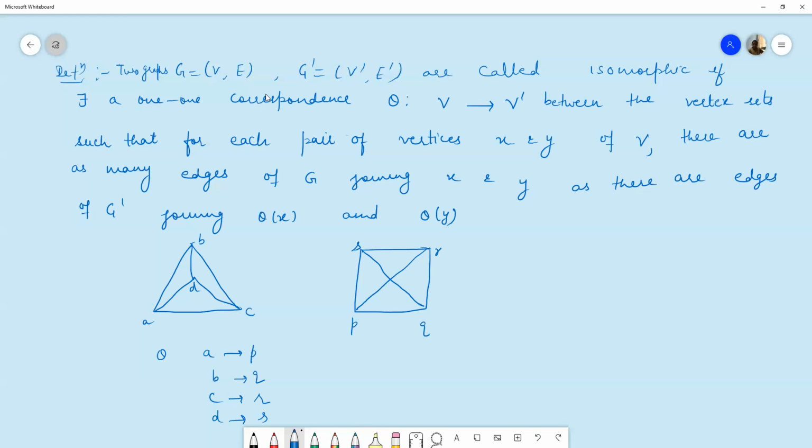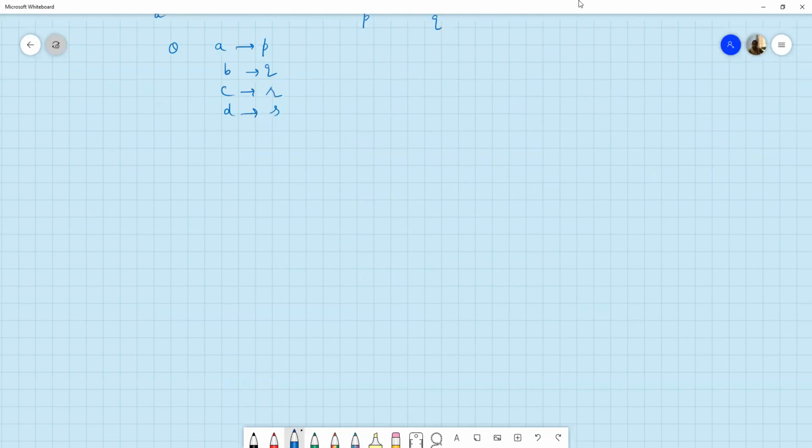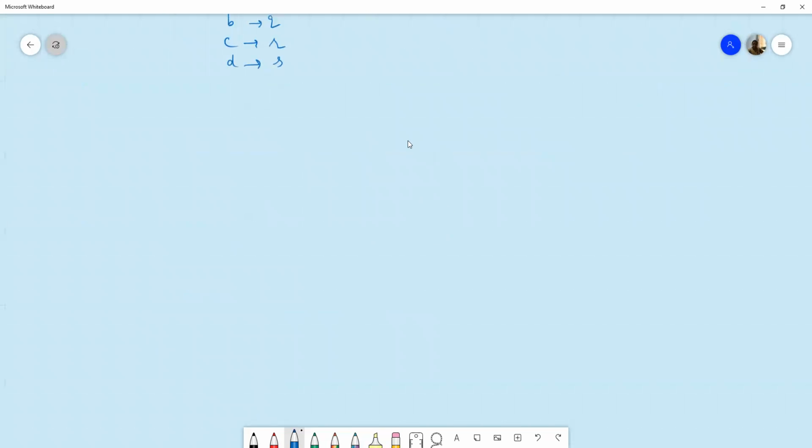So these two graphs are isomorphic to each other. From this conversation, we can conclude that isomorphic graphs have the same order and the same number of edges, but the converse need not be true. If two graphs have the same order and the same number of edges, then they need not be isomorphic. So let us see how.